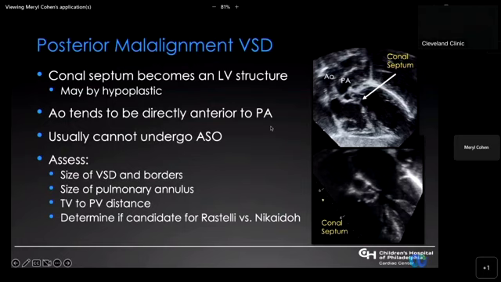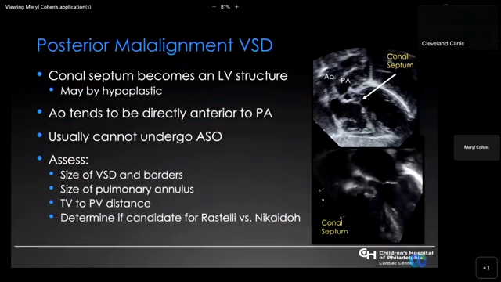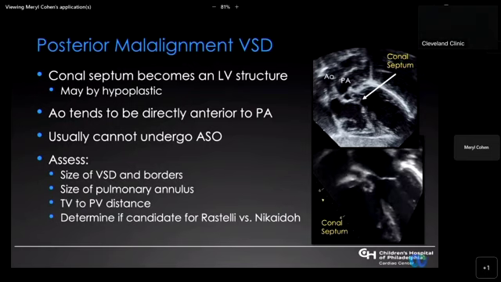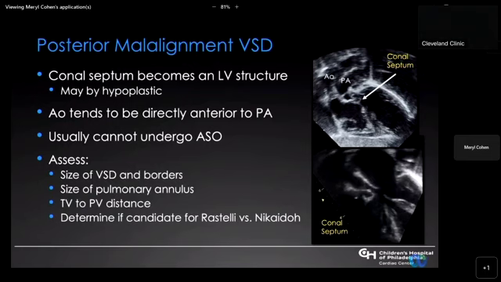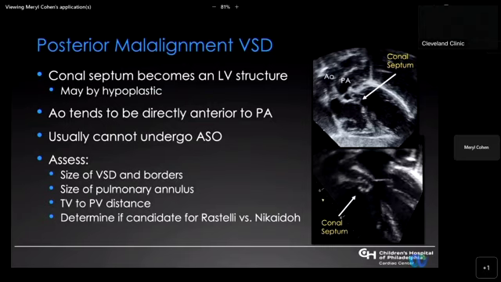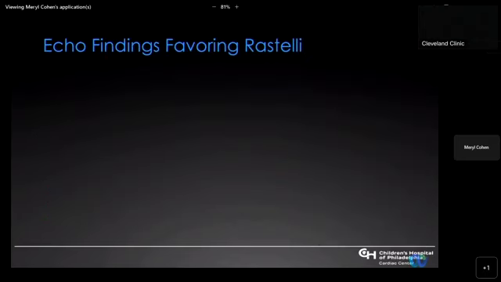The tricuspid valve to pulmonary valve distance is important. It's really a surrogate for the pathway from the VSD to the aorta. And we use all of these features to help us determine if the patient is a candidate for the Rastelli or the Nikaido, as you're going to hear about in the subsequent lectures. So what findings favor the Rastelli?